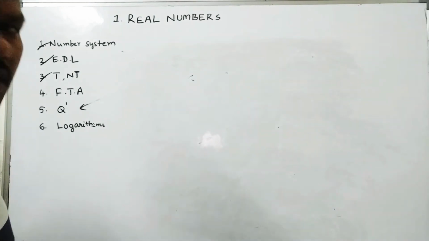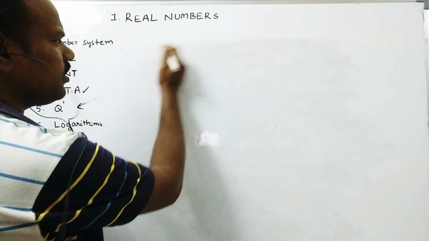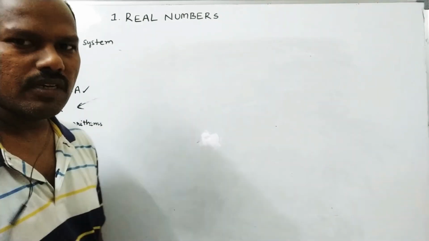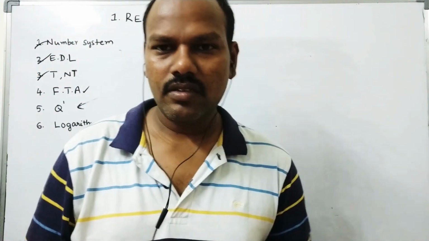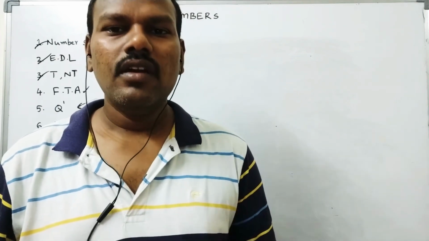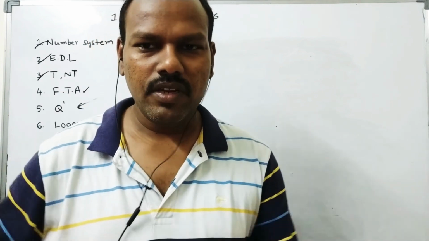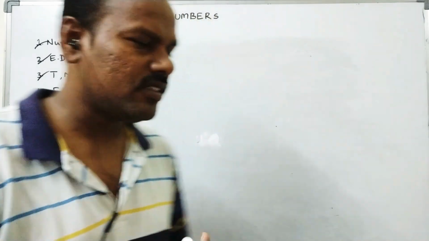Right. Now let us see what is the fundamental theorem of arithmetic. It's very simple. Any composite number can be expressed as a product of prime factors. The prime factorization is unique, in which the prime factors occur irrespective of their order. Very big statement is there. I'll make it very simple.